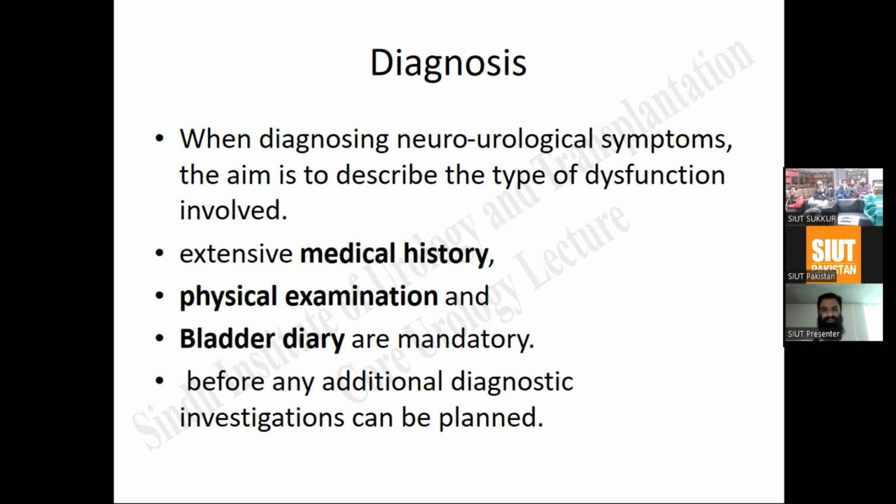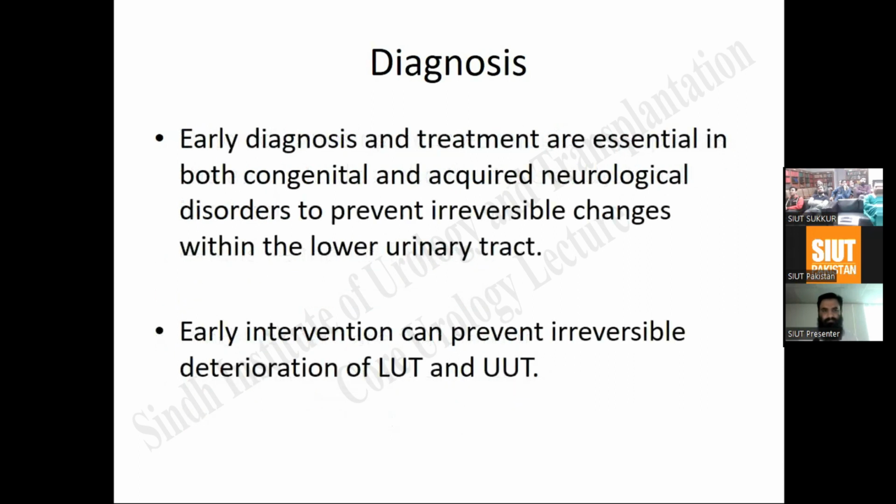Diagnosis of different types of dysfunction will involve a detailed history, medical history, and proper examination. A bladder diary is mandatory. Early diagnosis and treatment are essential in both congenital and acquired neurological disorders to prevent irreversible changes in the lower urinary tract. Early intervention can prevent irreversible deterioration of lower urinary tract symptoms and the upper urinary tract.